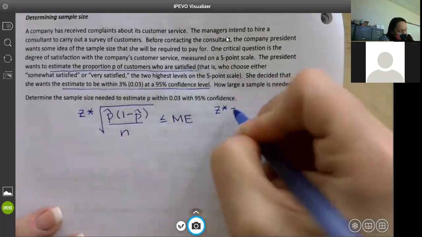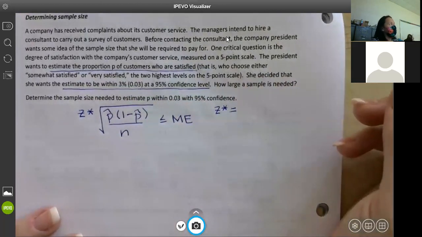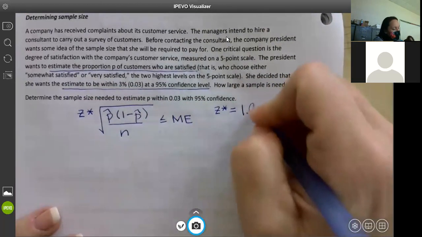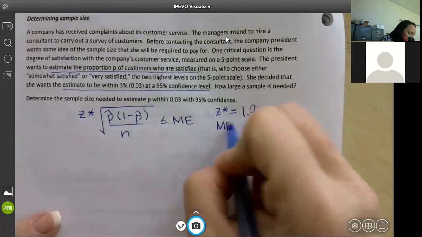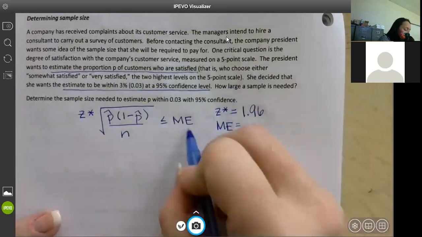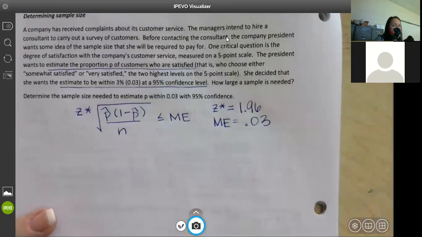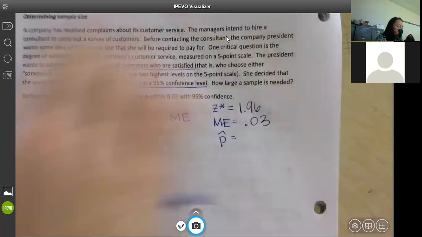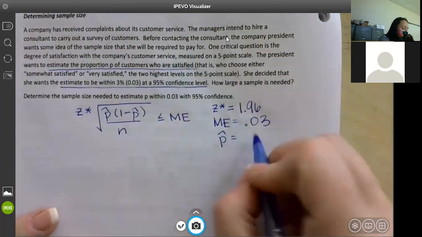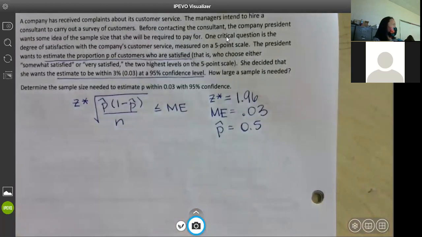What is our z star going to be? Why is it 1.96? 95% confidence. Remember, I told you you're going to keep seeing that. What's your margin of error? Margin of error is what? 0.03. Perfect. And then the last thing we're going to need is p hat. We don't have any proportion in here. So what are we going to use? 0.5. We're going to plug that in and solve this inequality.